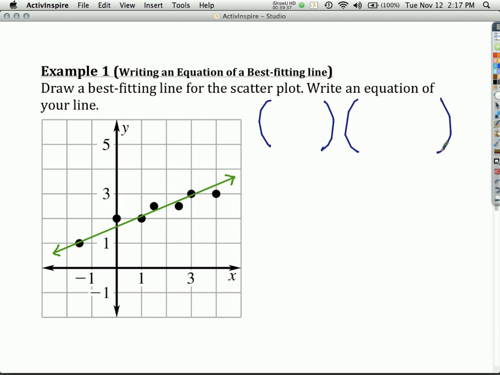They don't have to be data points. These are the data points. But I could choose this point right here if I wanted to. I could choose this point right here. I could choose this point right here. I can choose any point that I want as long as it's on the line. So what points do you think we could use? Sebastian?